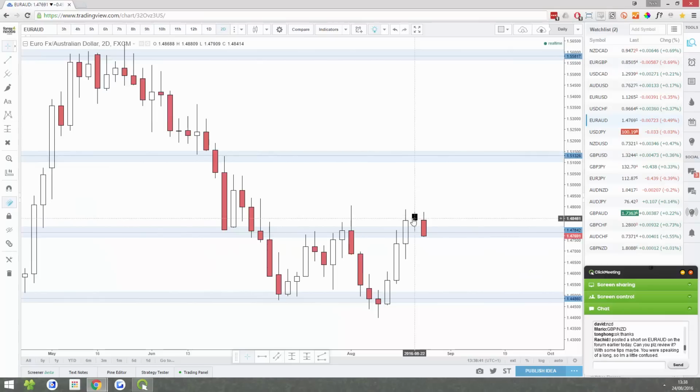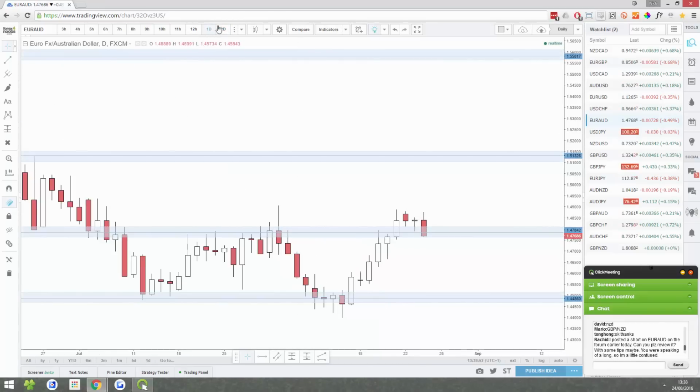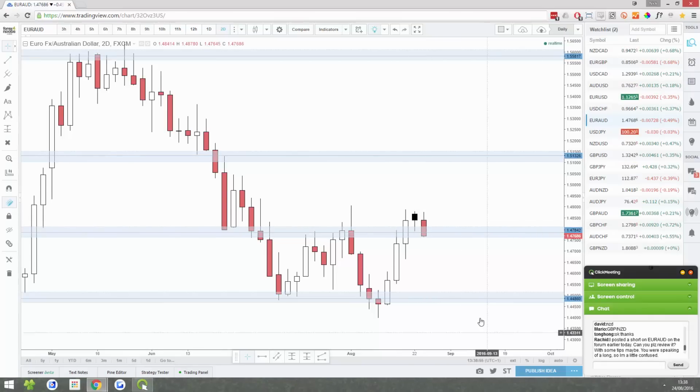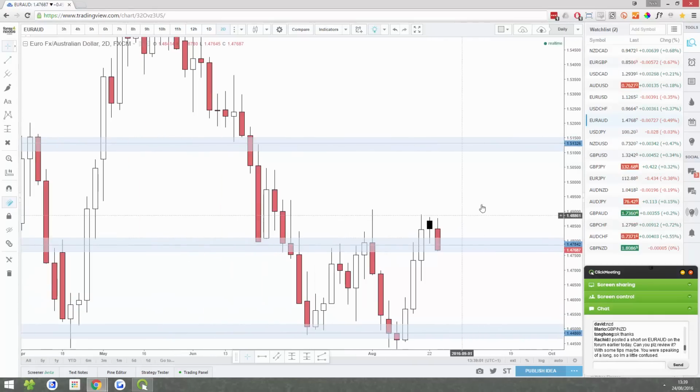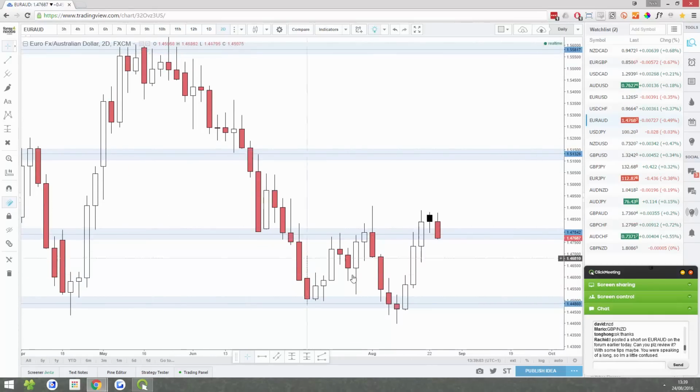I don't know why this candle is black. It's a bug in TradingView. It should be red or white. Yeah, okay, so it should be a red candle. So yeah, let's look at this in terms of that and see how well this would have played out.